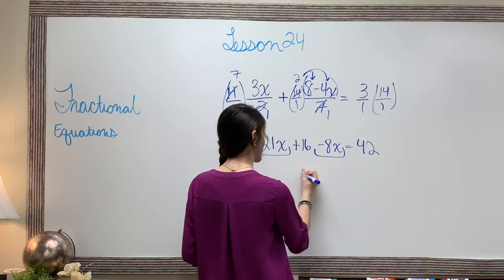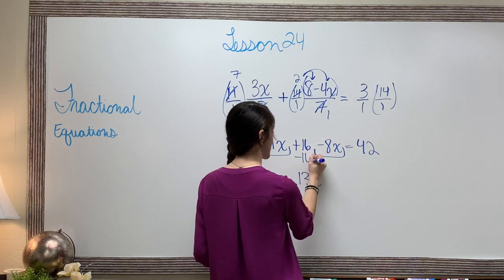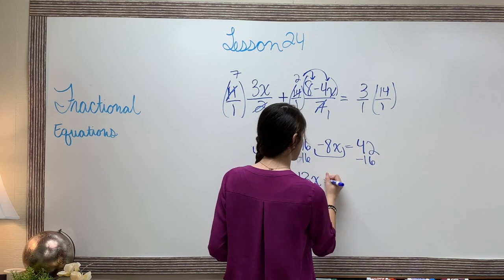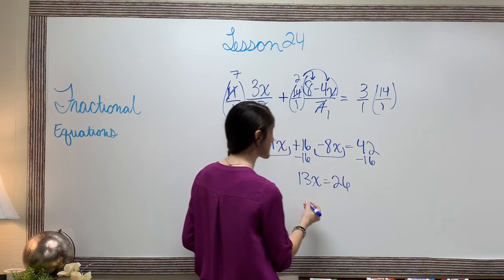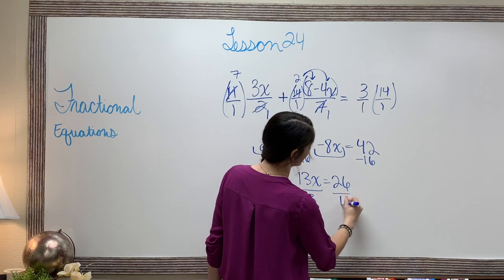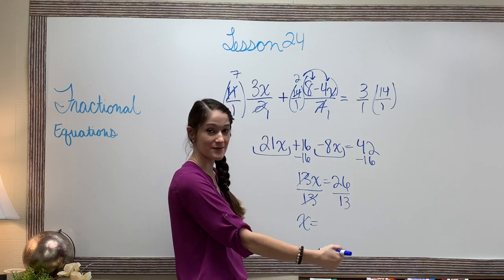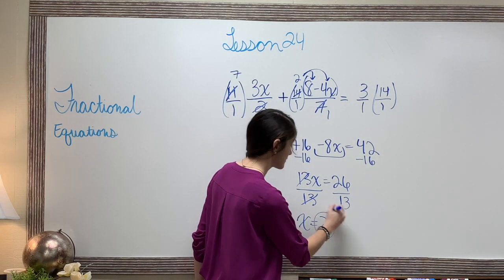21x minus 8x is going to be 13x. I'm also going to go ahead and subtract this 16 while I'm here. And that's going to give me 26. Last step, we're going to divide by 13. So that's gone. And then x is going to equal, and 26 divided by 13 is 2. So we're done. X equals 2.